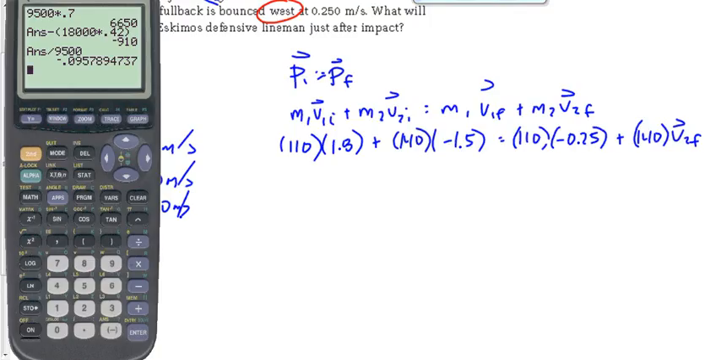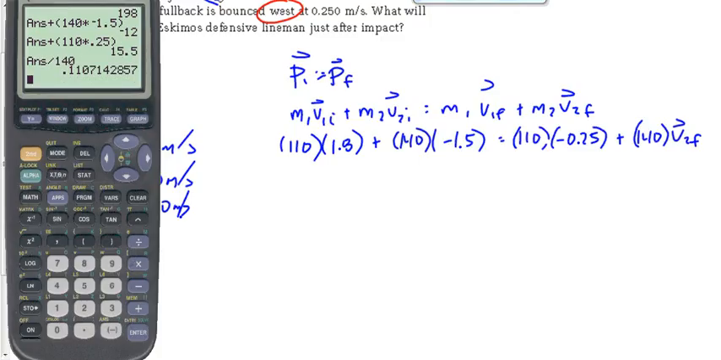Let's get the left side. Say 110 times 1.8 equals, I'm going to add to that brackets 140 times negative 1.5. That's the left side. Now let's add to that 110 times 0.25. Add it because it's negative on the right side. And then let's divide that by 140. 0.111.